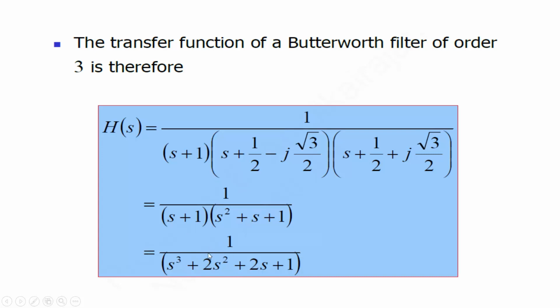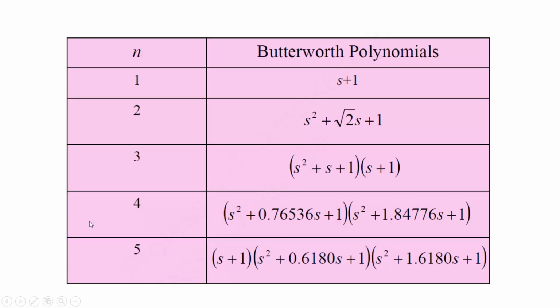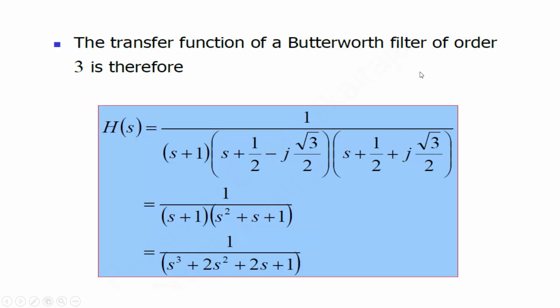This is the transfer function of a third order Butterworth filter. The transfer function of a Butterworth filter of order 3 is therefore this. So that means we can find out the transfer function of any order Butterworth filter. We will not go for the solution of transfer functions for other n values, but we will make a table where we will be able to get the Butterworth polynomial. What is the Butterworth polynomial?